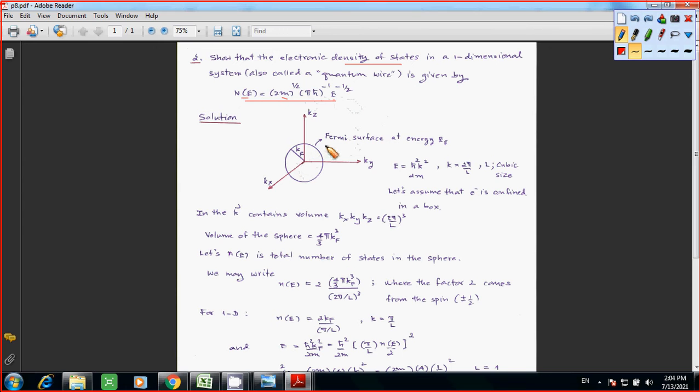We'll take a look at the figure. This is the Fermi surface at energy EF. That's the Fermi level. And you have the components Kx, Ky, and Kz. In general, for 3 dimensions, you have E equal to ħ²k² over 2m, or p² over 2m, right?